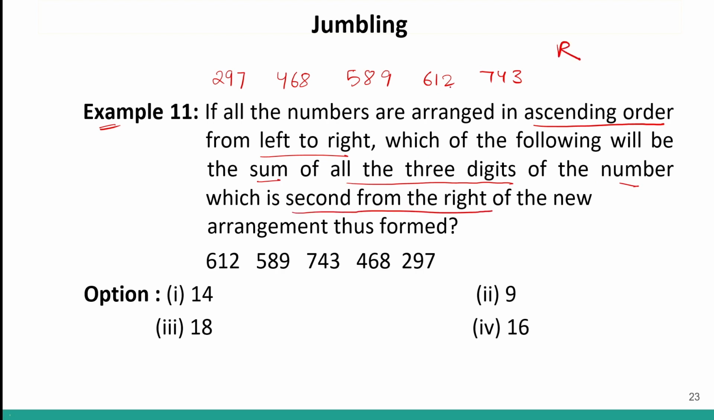Second from the right. So second from the right is this one, first and second. 6, 1, 2. Correct? We have to find the sum of all three digits of this number. So 6 plus 1 plus 2 will give me 9. So our answer will be option number 2, 9. Clear? So first we arranged them in ascending order, then we found out which will be the second from right, and then we summed all the digits in that number.